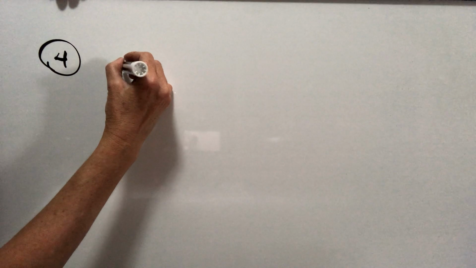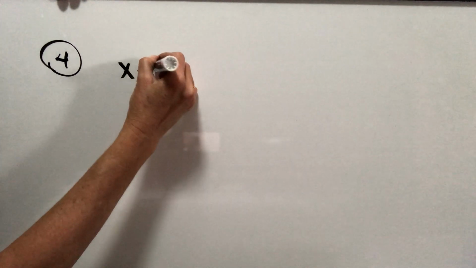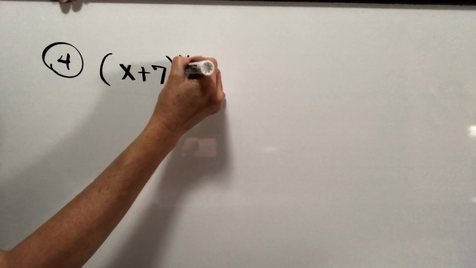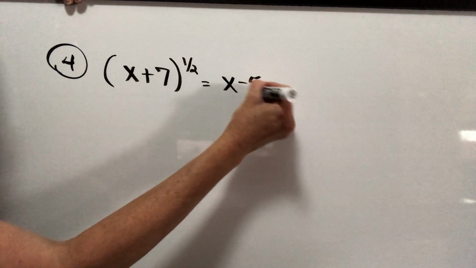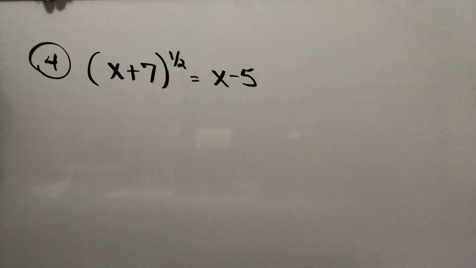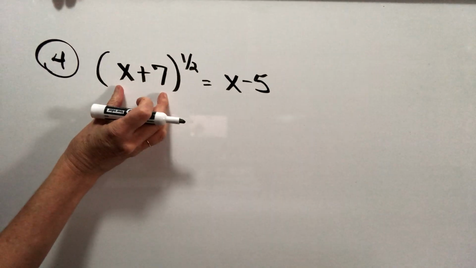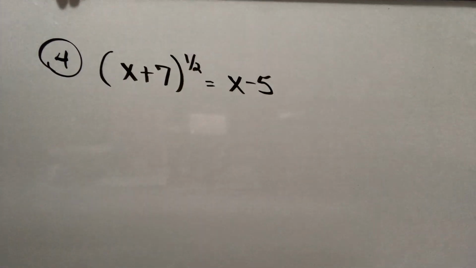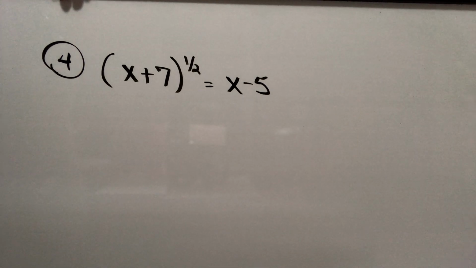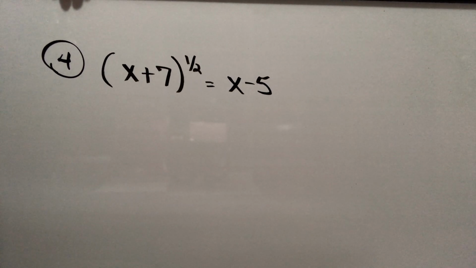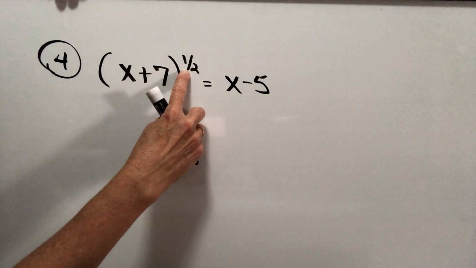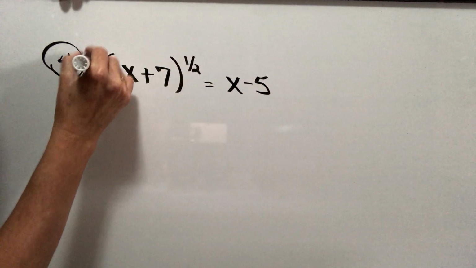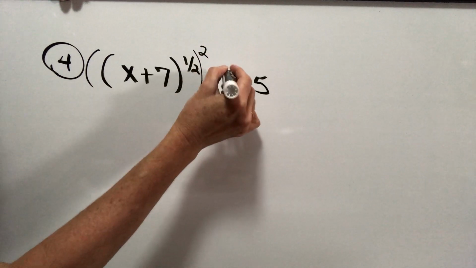Okay, so number 4, we have x plus 7 to the 1/2 power equals x minus 5. Now this time there's nothing to rearrange because of the parentheses. That means all of this is raised to the 1/2 power. So we're going to go right to the step of raising to a power. So you think, what is the reciprocal of a 1/2? And that would be 2. So we're going to square both sides of the equation.